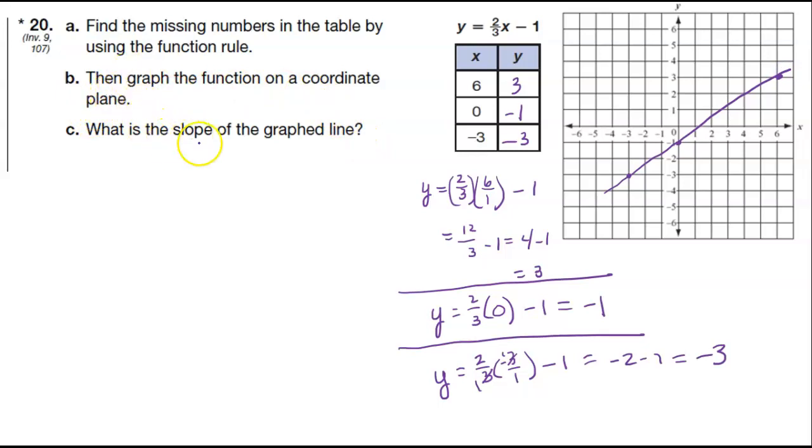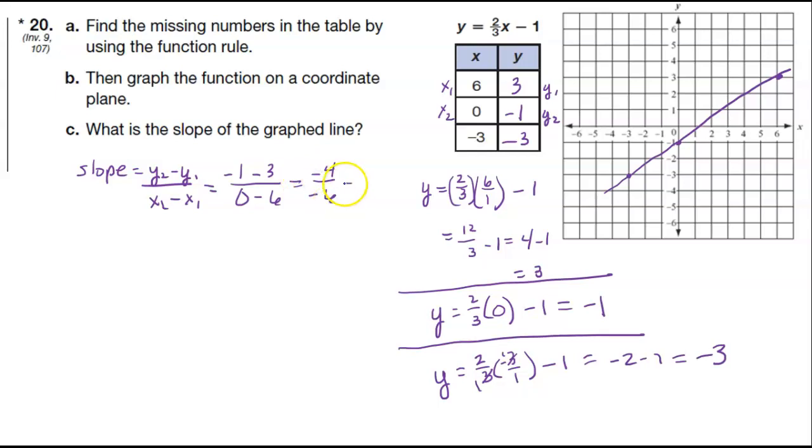Okay, so slope of the line. Slope is equal to y2 minus y1 over x2 minus x1. We'll make this x1, y1, and x2, y2. All right. So I have negative 1 minus 3 over 0 minus 6. So I get negative 4 over negative 6, which is going to give me a positive 2/3. That's my slope.